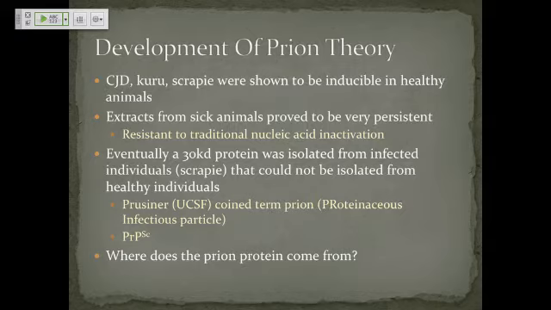An interesting thing about these extracts is that they are very persistent, meaning that traditional nucleic acid inactivation, treatment with UV light, for example, does nothing to the infectivity of these agents. Eventually, a 30 kilodalton protein was isolated from infected sheep and goats that was not able to be isolated from healthy individuals. A guy named Stanley Prusiner at San Francisco coined the term prion, for proteinaceous infectious particle. And so the abbreviation for the scrapie agent, now known to be a protein, is PrP, with a little SC here. So now the question is, where does this prion protein come from?